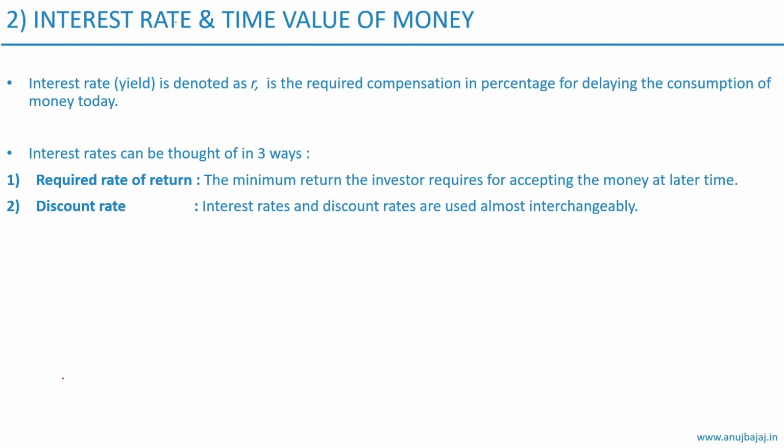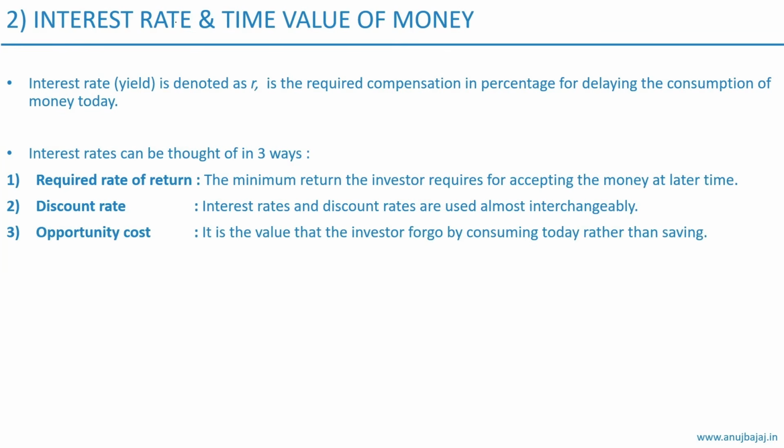The third way in which you can interpret the interest rate is the opportunity cost. It is the value that the investor forgoes by consuming today rather than saving. If you would have chosen to receive the $9,500 today rather than waiting until 1 year, then you would have lost the opportunity to earn the extra $500. So 5.26% interest rate can also be thought of as the opportunity cost.